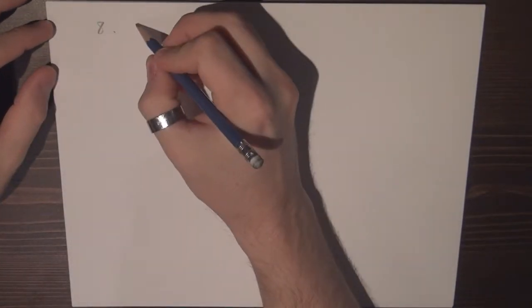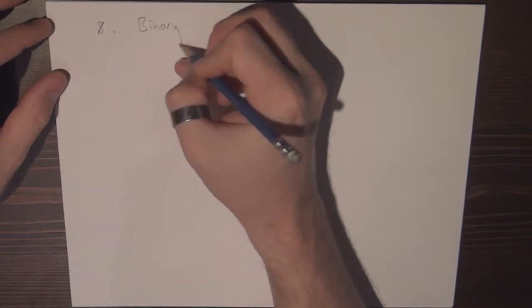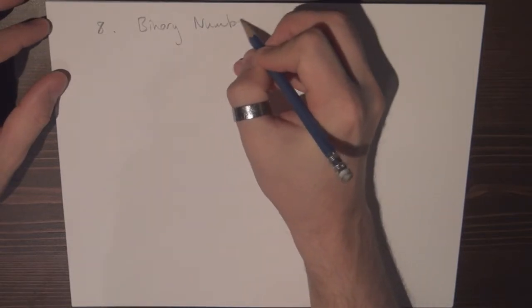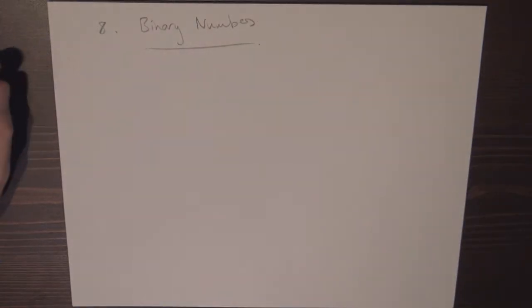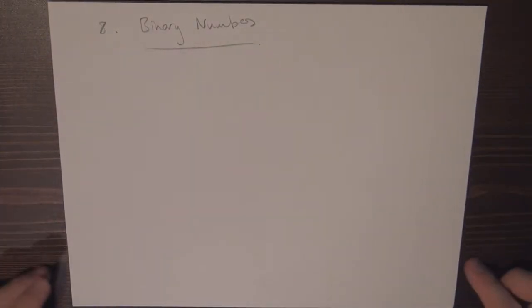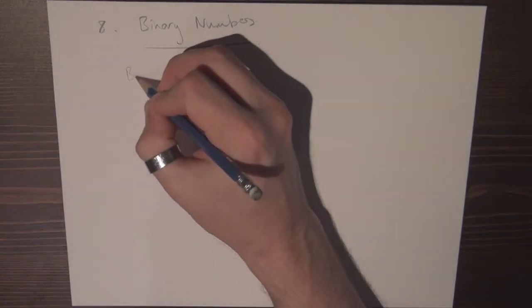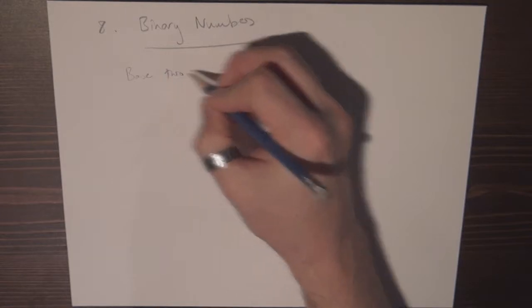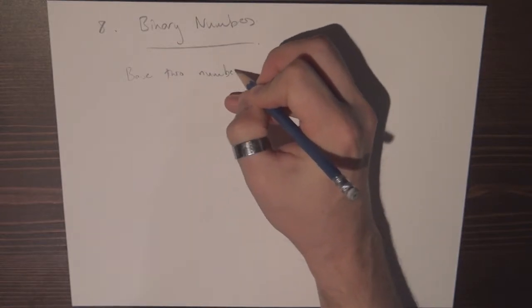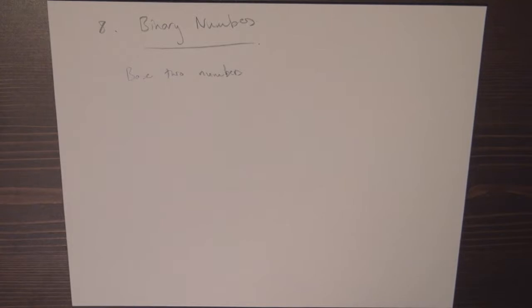Alright, we are talking about chapter 8, which is binary numbers or the binary system. It's really a special case of the general base numbers where the base is 2. And that's really all it is. But because of its importance in technology, we give it a separate chapter to give it a little bit more attention.